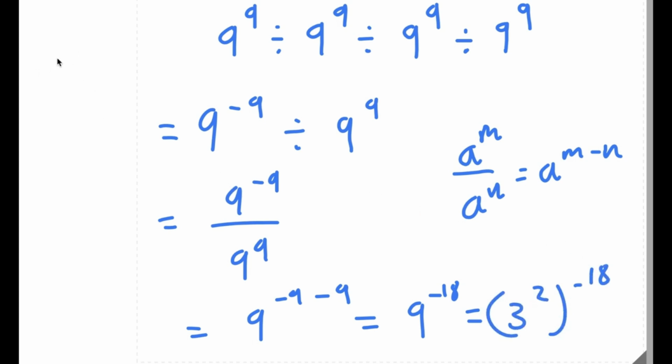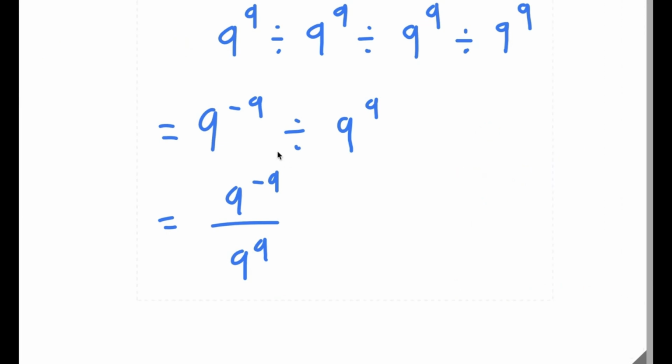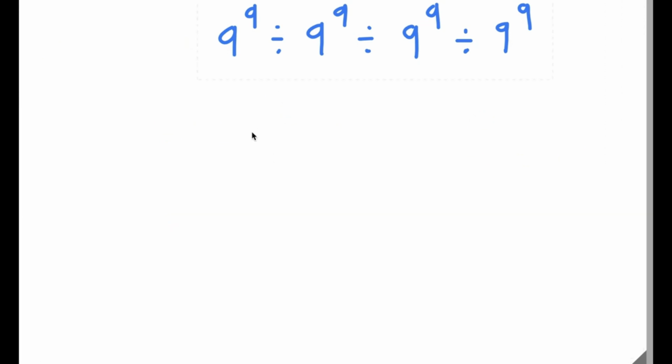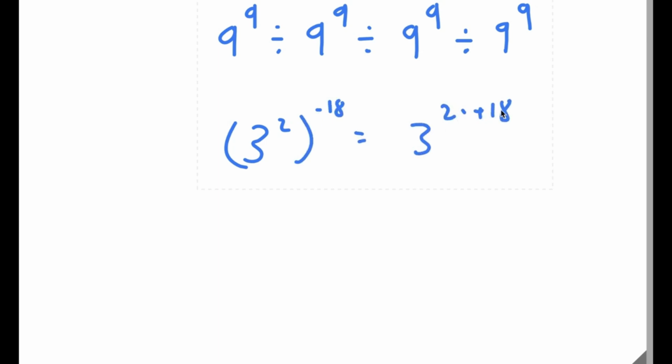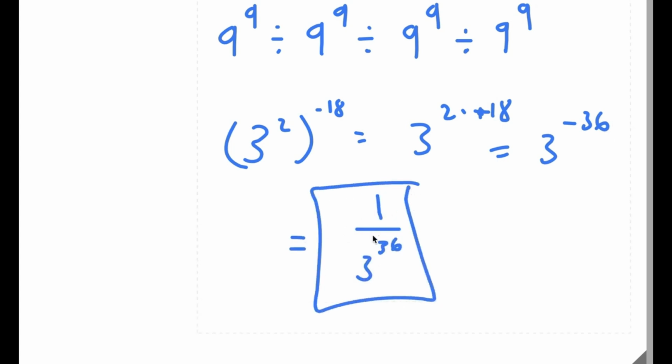Now, if I have something in the form a to the power of m to the power of n, this is equal to a to the power of m times n. So, 3 to the power of 2 to the power of negative 18, this is going to equal 3 to the power of 2 times negative 18. And 2 times negative 18 is negative 36, so I have 3 to the power of negative 36, which is equal to 1 over 3 to the power of positive 36. So this is my answer.